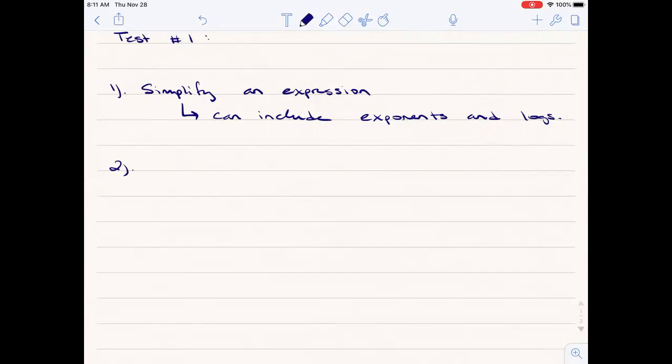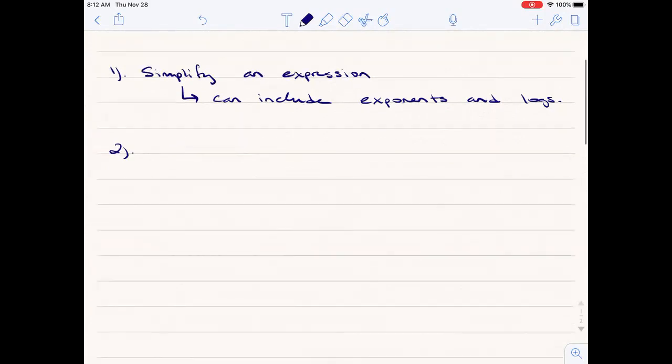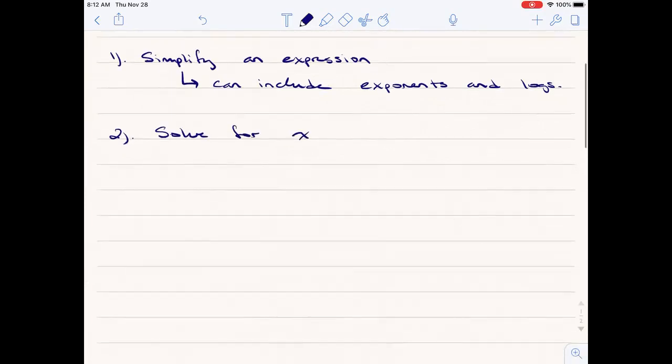The second question is going to be a solve for X or solve for P or solve for whatever type of question. We've seen that on test 1 and on test 2, so I put those questions next to each other on the practice final. So solve for X, which can include exponents and logs again.